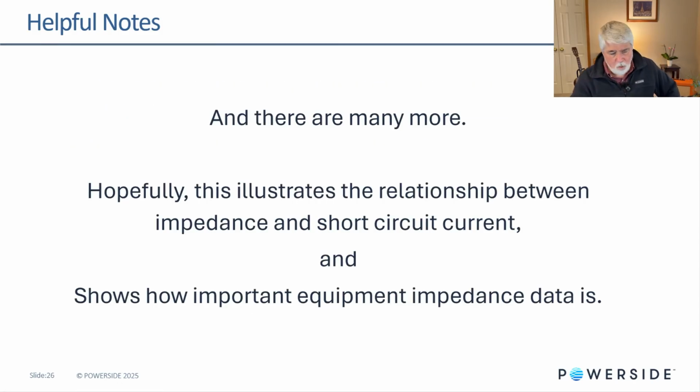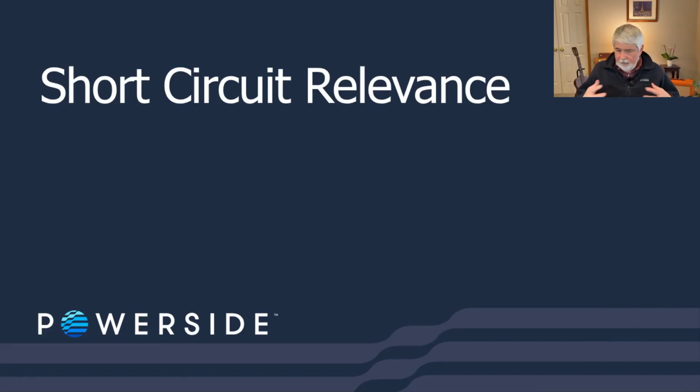And there's a lot more, but hopefully this illustrates the relationship between impedance and short circuit current, so it can show you the importance of the equipment impedance data and how relevant it is to short circuit computations. Now, let's step further with relevance: what is it going to give us? What are we going to get out of a short circuit analysis, or what additional computations can be performed with the results of a short circuit analysis?